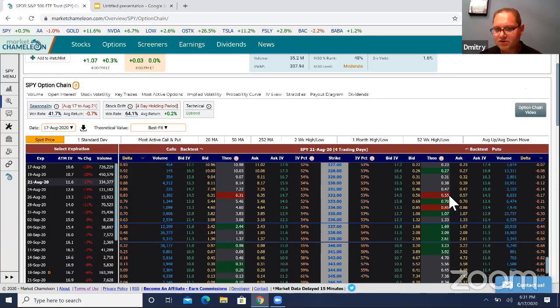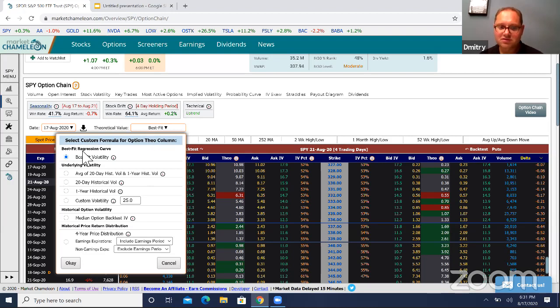So over here, just to give you an idea though, these theoretical values are generated by option pricing models, and you could select different models. So what do I mean by different models? There's no one right model, right?